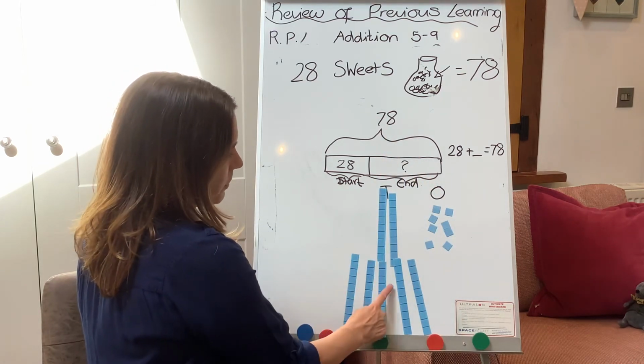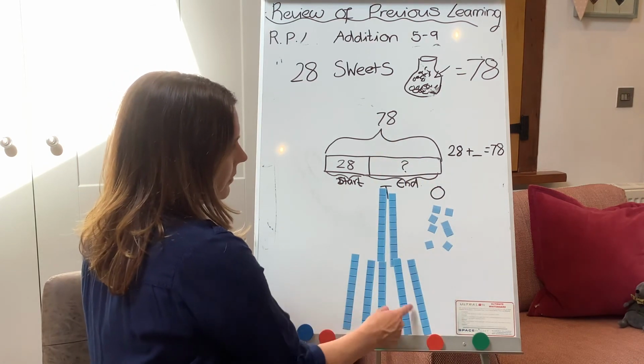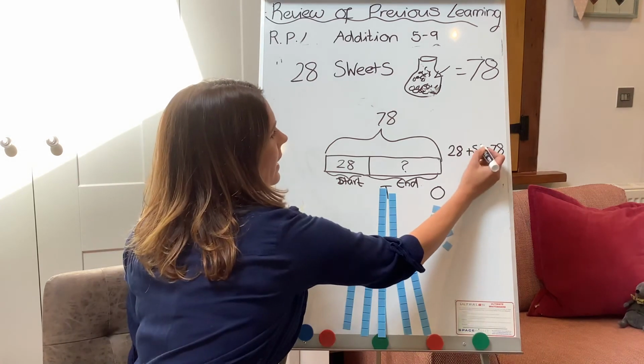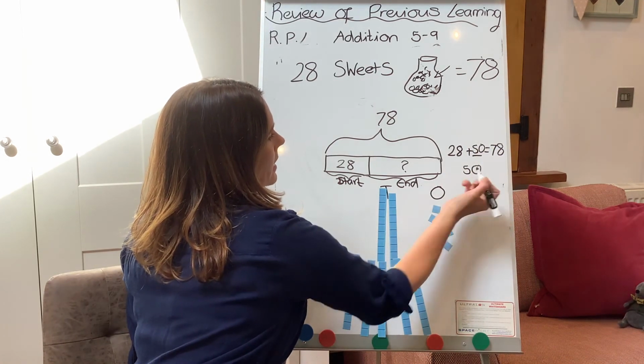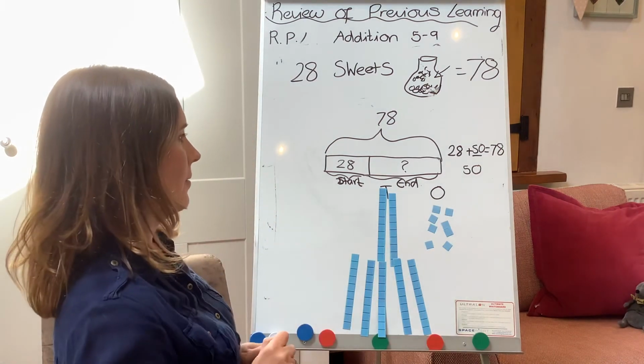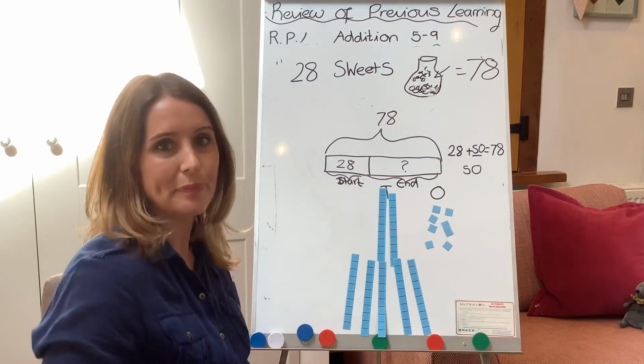So what has been added into the jar, there are 5 10s. So 50 has been added in. So 28 add 50 has made 78. So the answer is 50.